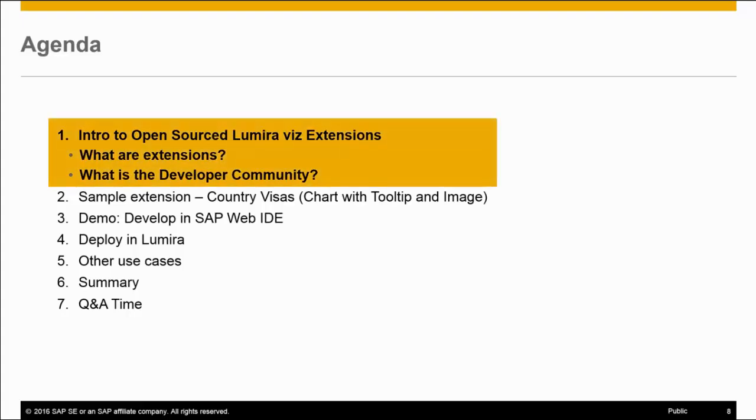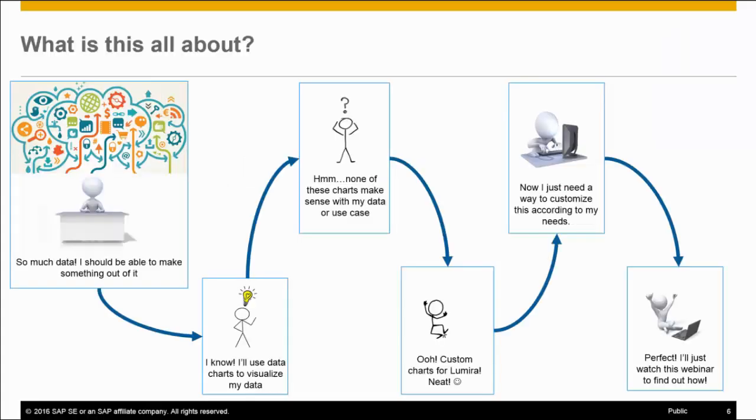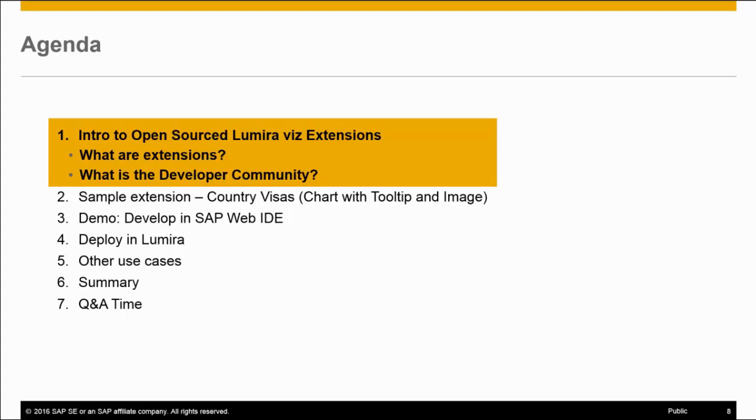Okay, so these are our agenda items. Today we're going to cover an introduction to what Lumira visualization extensions are, and what the developer community is. Then we're going to dive into a sample extension and see what it looks like, and then demo how we can modify that extension, which is the main part of our webinar. We're going to deploy that in Lumira and see how it works. Then we have other use cases, and a summary and 15-minute Q&A time at the end of the session. Now, what is this webinar about, and why are we all here today?